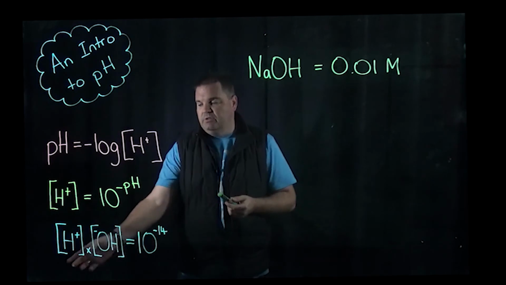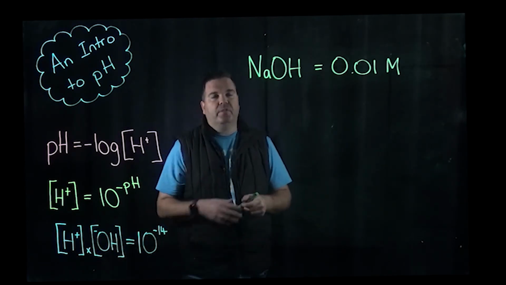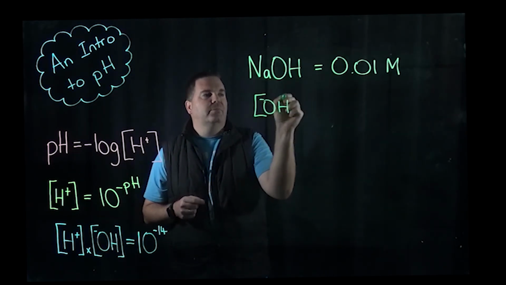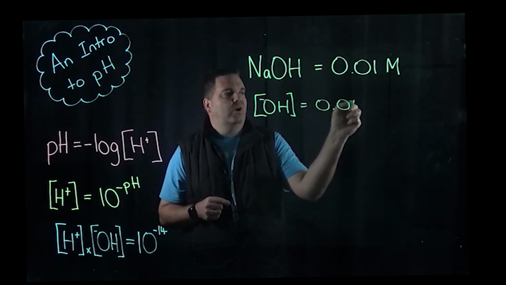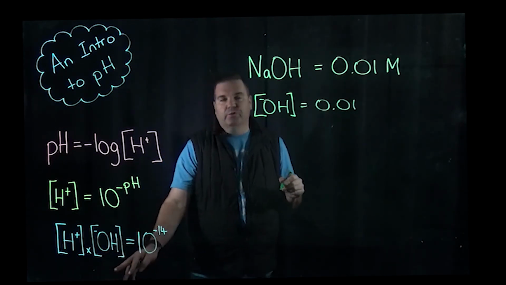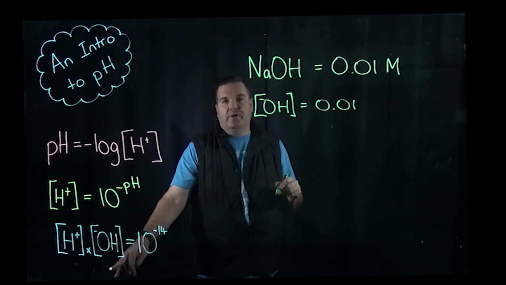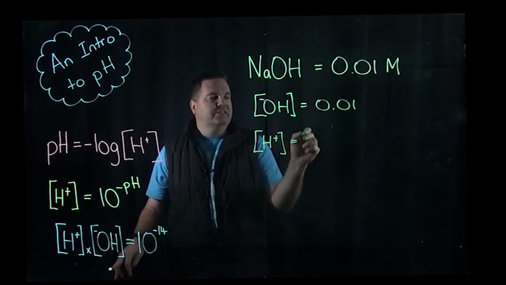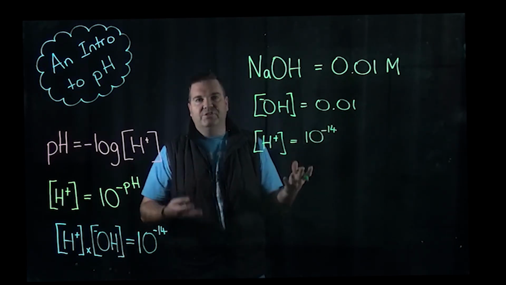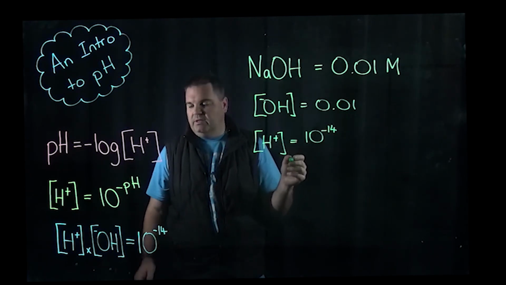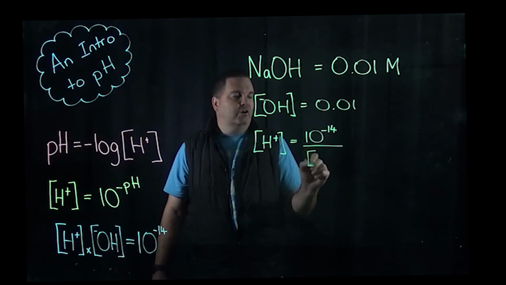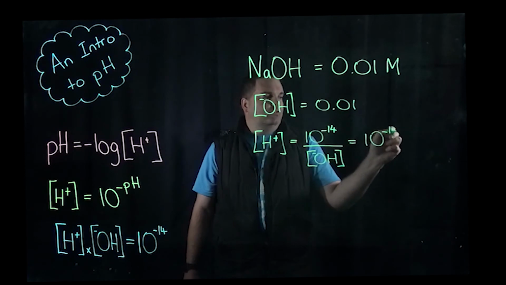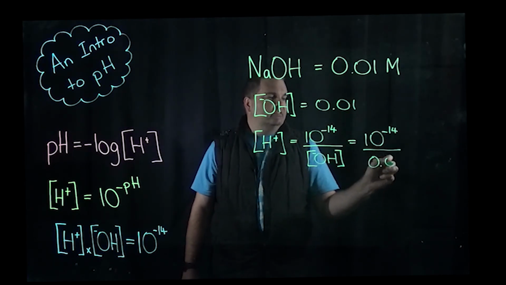Well, what we do is we use this final blue equation down the bottom here, okay? So if we know that the concentration of hydroxide ions, OH minus, is 0.01, we use this equation. We just rearrange it a little bit because we're trying to get H plus, so we're dividing both sides by OH minus. So the concentration of H plus is going to be 10 to the negative 14, and remember the pH scale is a range of 14, that's why it's 10 to the negative 14, divided by concentration of hydroxide ions, OH minus. Okay, so that's going to be 10 to the negative 14 divided by 0.01.